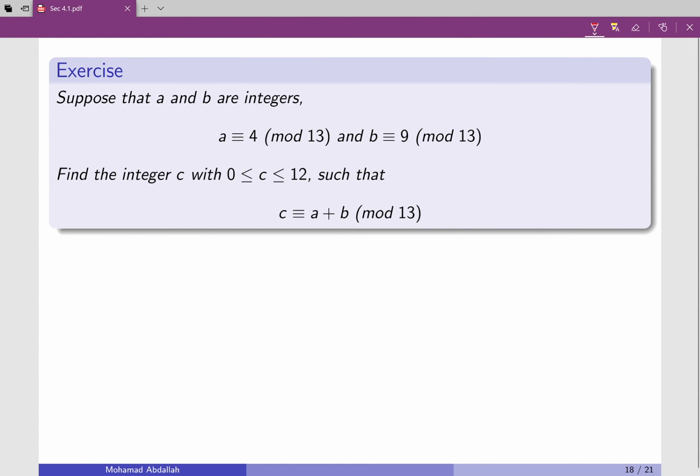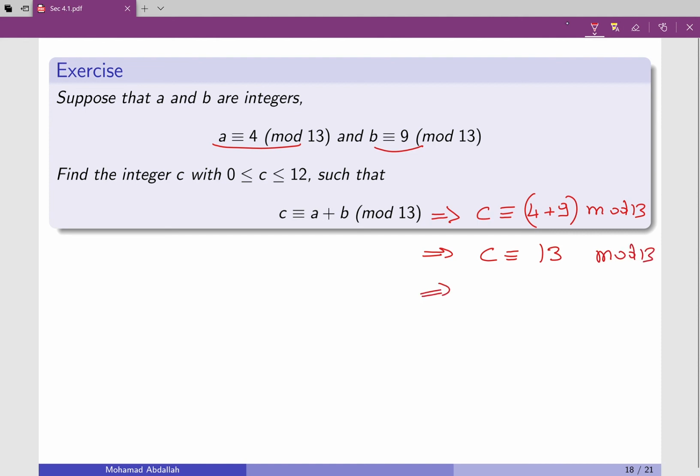Here's another example. Let's just try it. Find the integer c between 0 and 12 such that c is congruent to a plus b mod 13. So again here I start by saying this. That means that c is congruent, I replace a by 4, b by 9, mod 13. So that means that c is congruent to 13 mod 13.